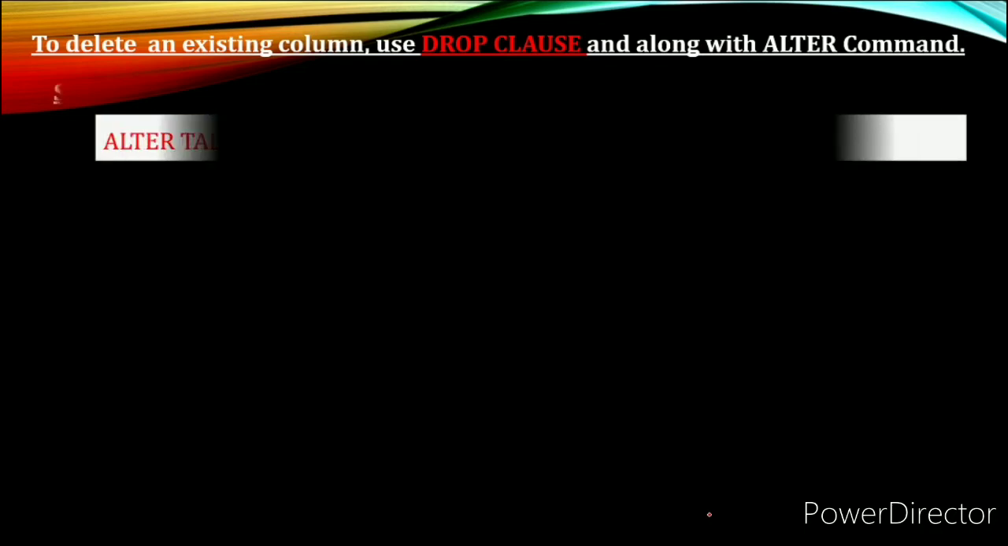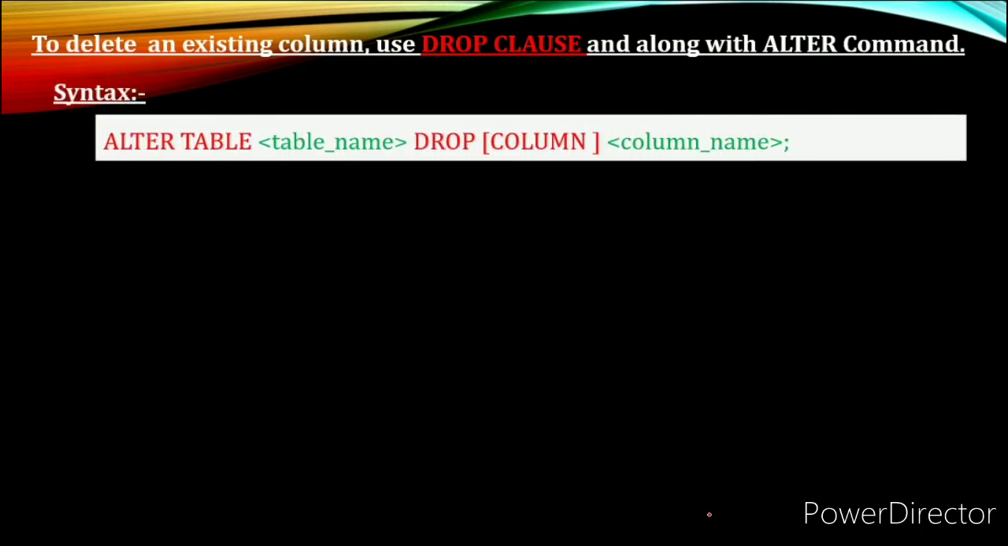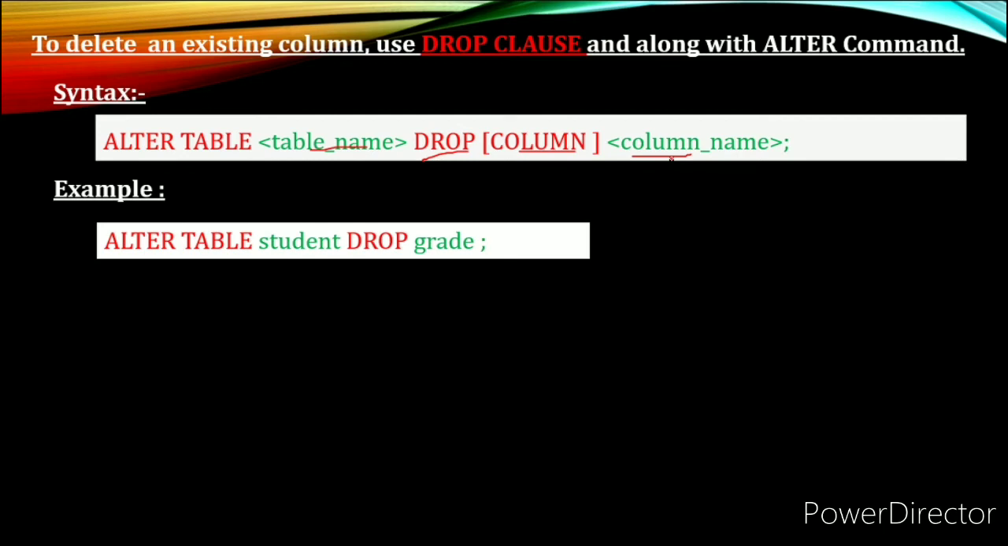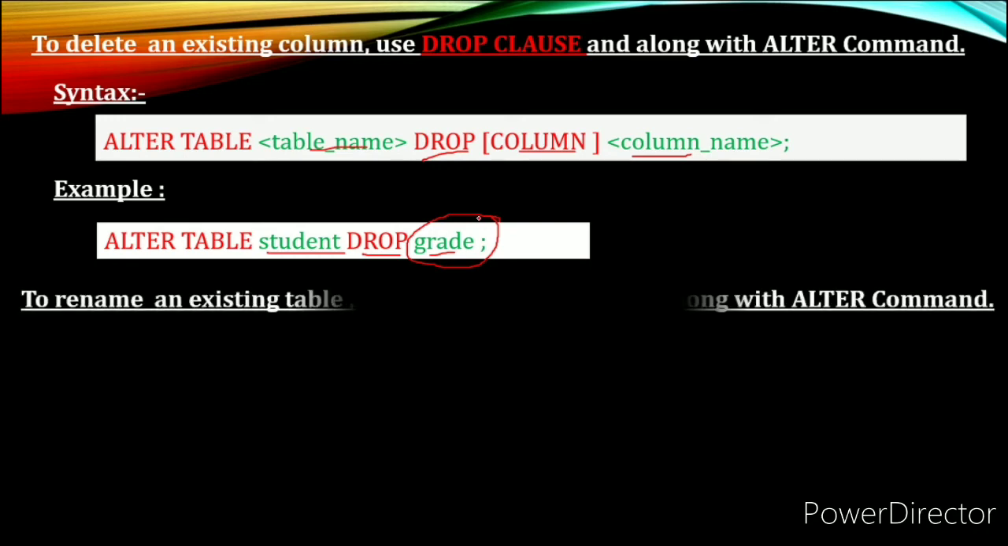Now we can also perform a delete operation to delete an existing column with the help of the drop clause. So alter table, table name, drop column, again column is an optional keyword, and the column name which you want to drop from the table. This is an example: alter table student, drop grade. So the grade column will be removed or deleted from the student table.